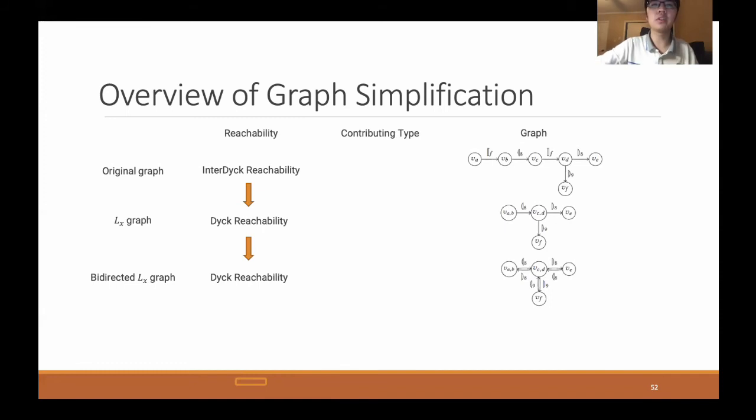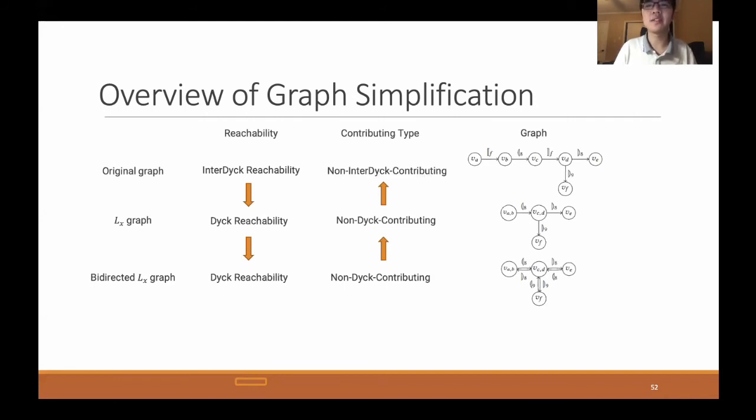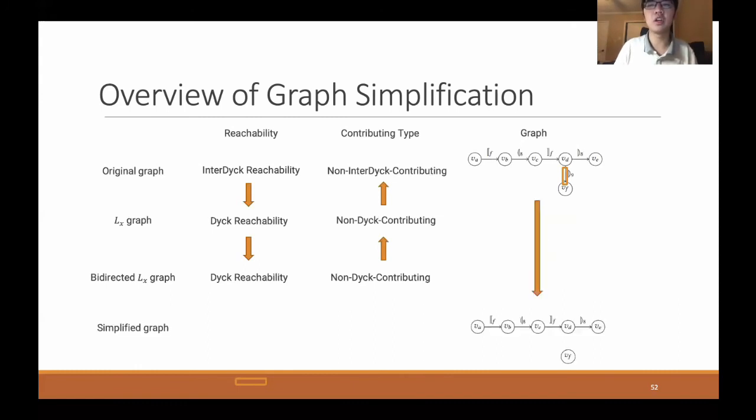Dyck reachable pairs in the Lx graph are still Dyck reachable pairs in the bidirected version. We compute all the Dyck contributing edges for all bidirected Lx graphs. The rest of the edges are non-Dyck contributing edges. Their corresponding edges in the Lx graph are non-Dyck contributing as well. For every non-Dyck contributing edge in the Lx graph, its corresponding edges in the original graph are guaranteed to be non-InterDyck contributing. Then we get a subset of non-contributing edges. Finally, to get the simplified graph, the graph simplification algorithm removes this subset of non-contributing edges.